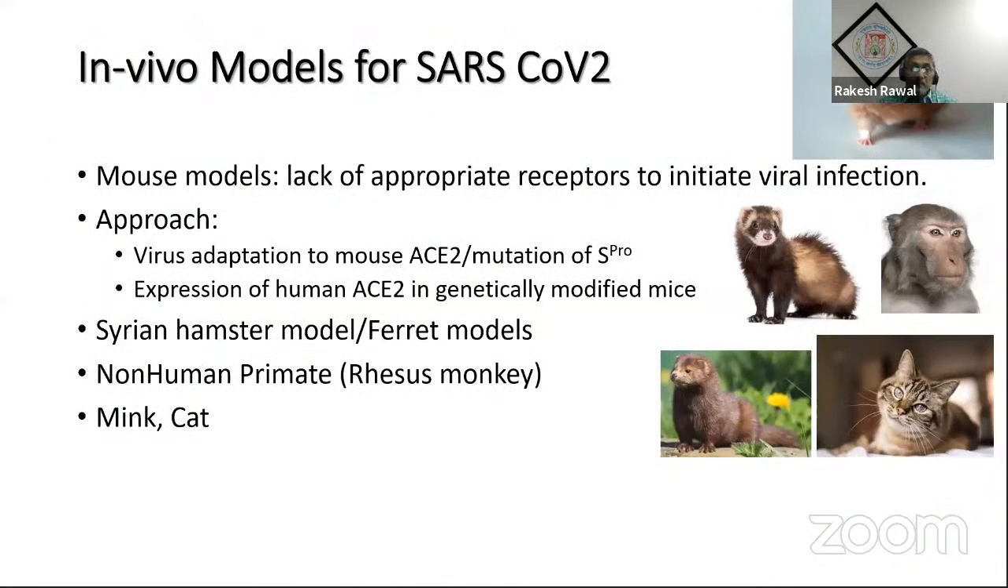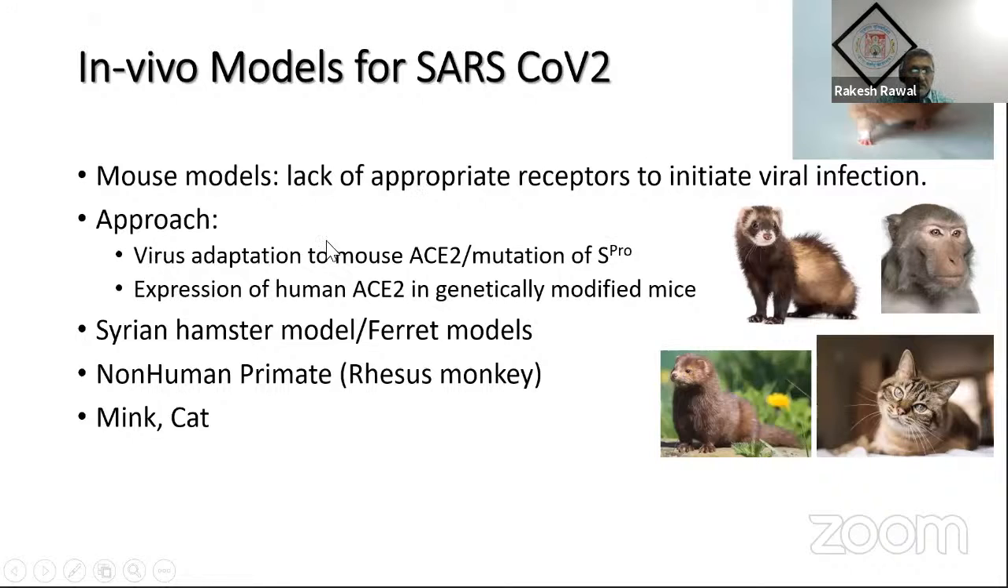There are various in vivo models which are recently being trial and tested, because these were not available earlier. People initially looked at mouse models because those are the poor animal which are under our control. But they found that they lack the appropriate receptor to initiate viral infection. So a normal mouse will not have ACE2, which is compatible to the spike protein of the virus.